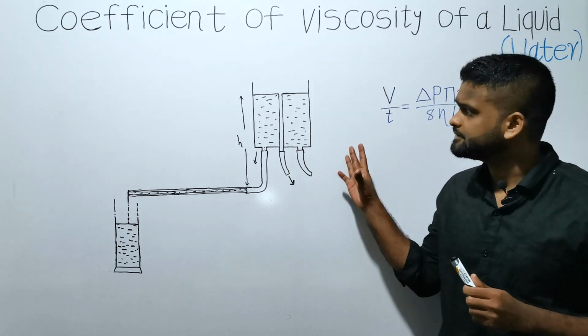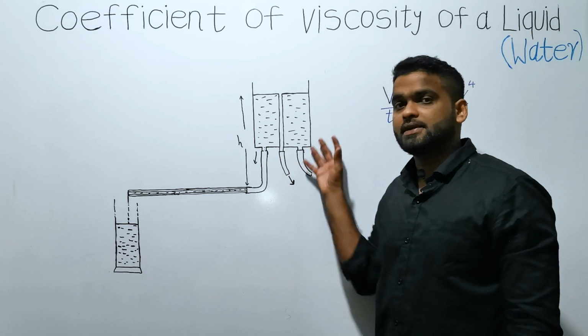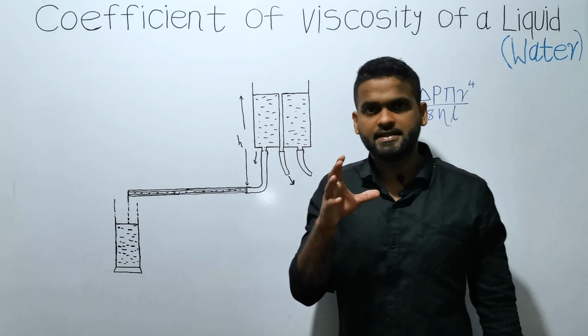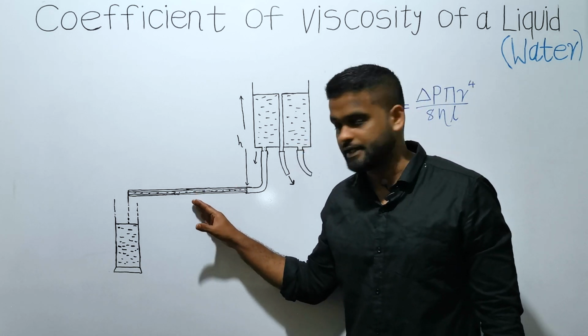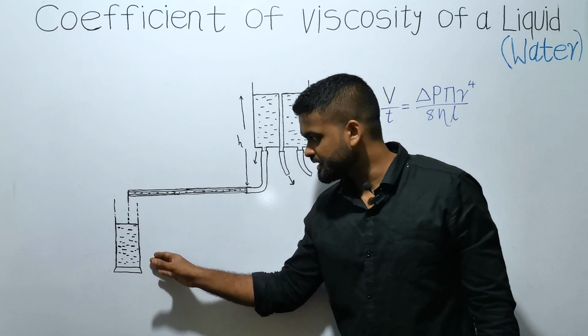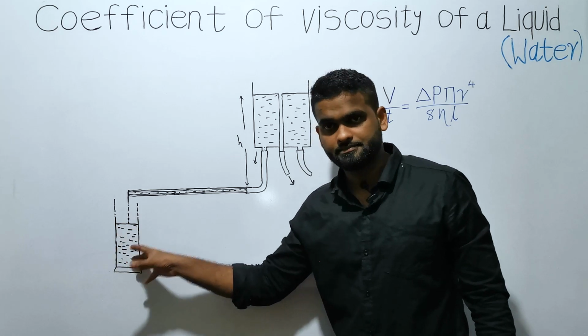As you can see here, this is a constant pressure apparatus. Using this one, we can maintain a constant pressure head to the tube as shown here. This is a capillary tube, and this is a 100 milliliter measuring cylinder.